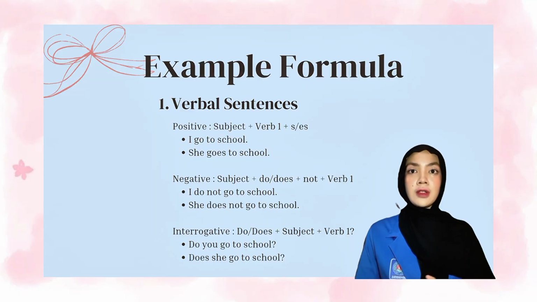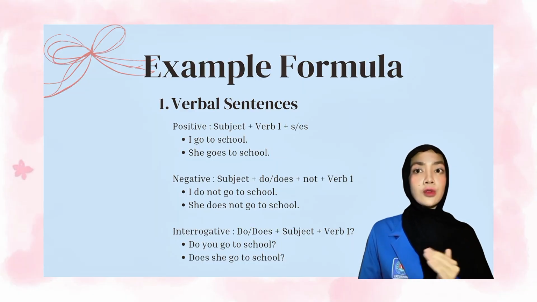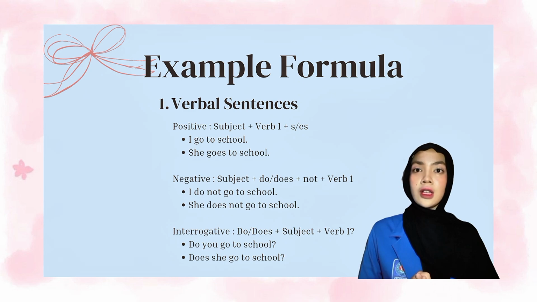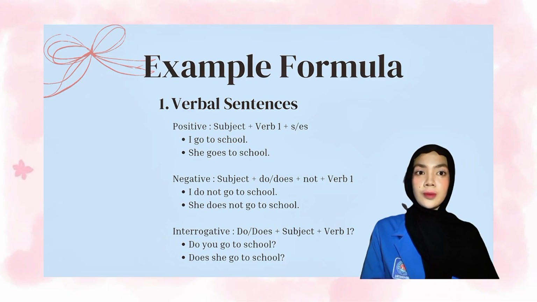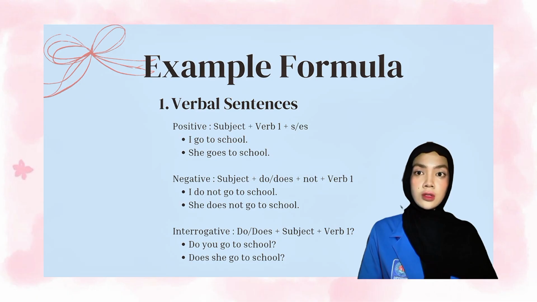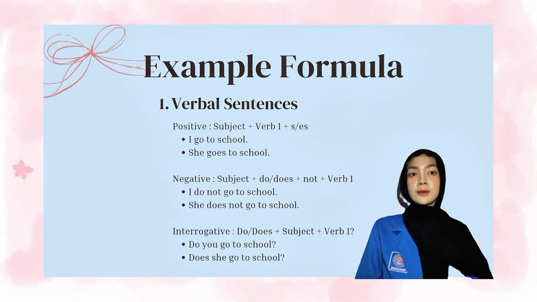Slide 11. Verbal sentence. Let's look at the pattern. Positive. I go to school. She goes to school. Negative. I don't go to school. She doesn't go to school. Interrogative. Do you go to school? Does she go to school? So, do and does are really important helpers here.